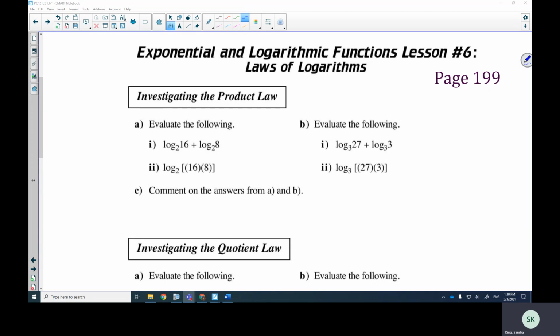Okay, so we're going to be doing the laws of logs, and I'm only actually going to do the first two laws. There are 3 laws that you need to know. So if you have your highlighter, take out your highlighter, and let's highlight this first law, which is the product law.